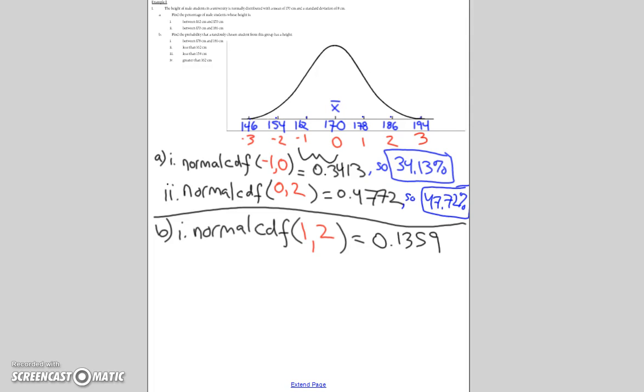Go on to number 2, less than 162. So we have yet to see one like this. I'm going to walk you through this one as well. And let's spell normal, right? Normal CDF. Now I'm going to first start with the 162 part, because you can see on the diagram above that this is -1 for the right-hand side. The left-hand side is tough.